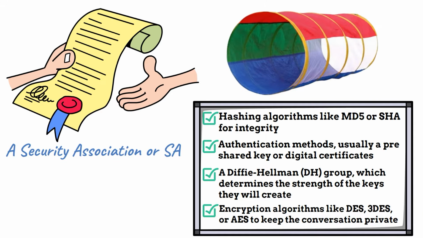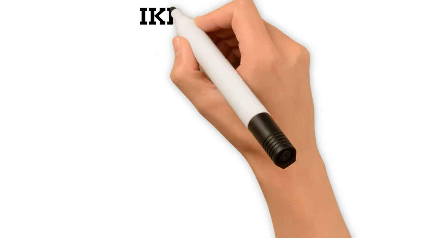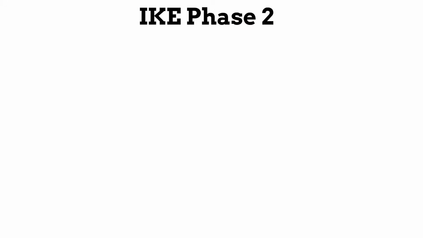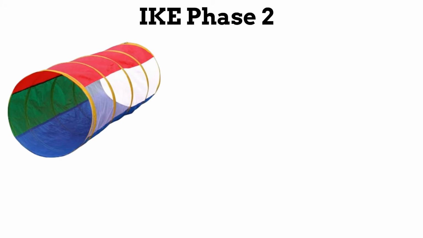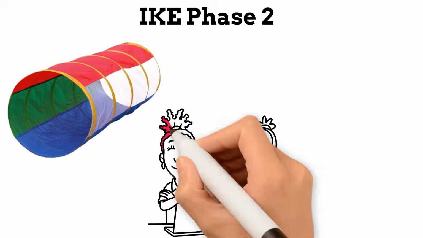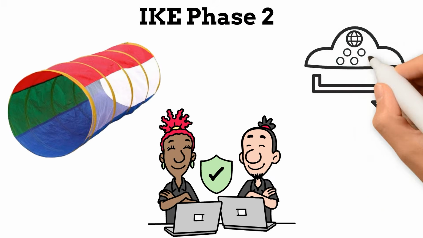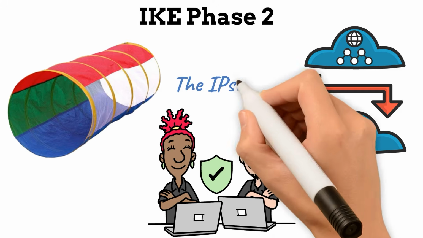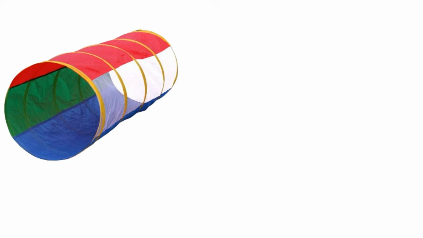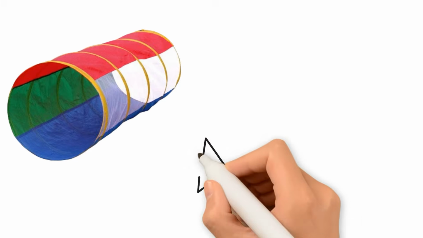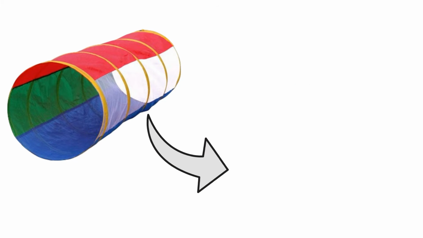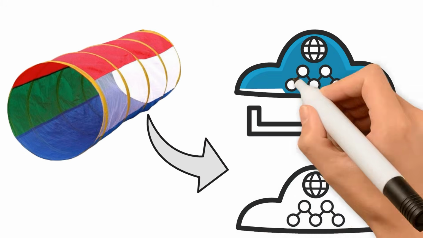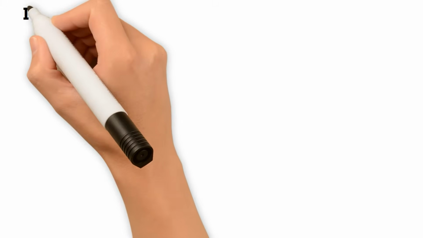Once the secure Phase 1 tunnel is up, we move to IKE Phase 2, inside the protection of the first tunnel, to negotiate the security parameters for the actual tunnel that your data will flow through, often called the IPsec tunnel. So, to recap, Phase 1 builds a secure management tunnel, and Phase 2 uses that secure tunnel to build the data tunnel.